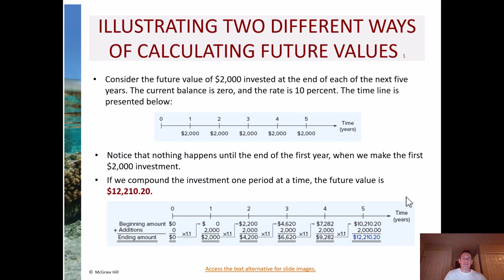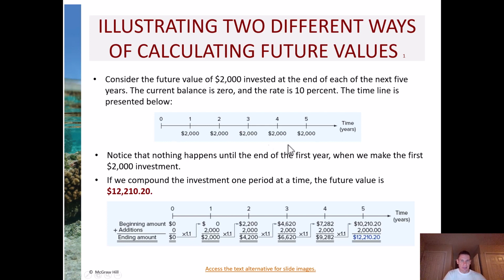So consider the future value of 2 grand invested at the end of each of the next 5 years. The current balance is 0, so there's nothing in the account right now, and the rate is 10%. So the timeline is presented below. I'm a big fan of timelines because I think it graphically helps you see when the cash flows are either coming in or going out.